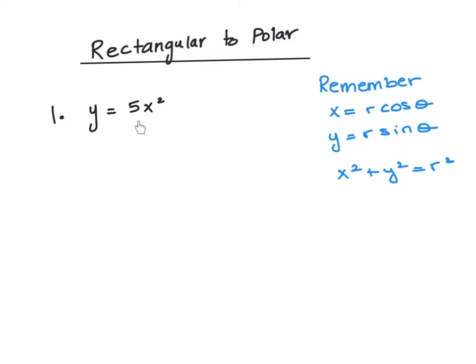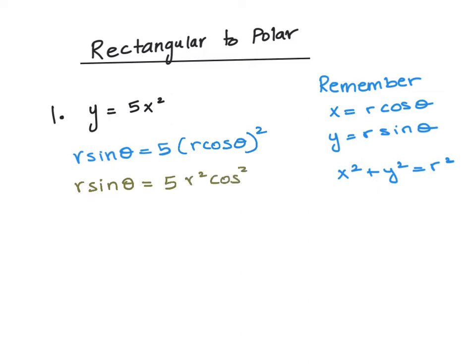How can I change these into something that I know about the polar, so I would be able to change the rectangular to polar? What can I write y as? R sine theta. And what can I write x squared as? So x is r cosine theta. So if you square that, that will give you x to the power 2. Now, r sine theta is equal to 5 r squared cosine squared theta.